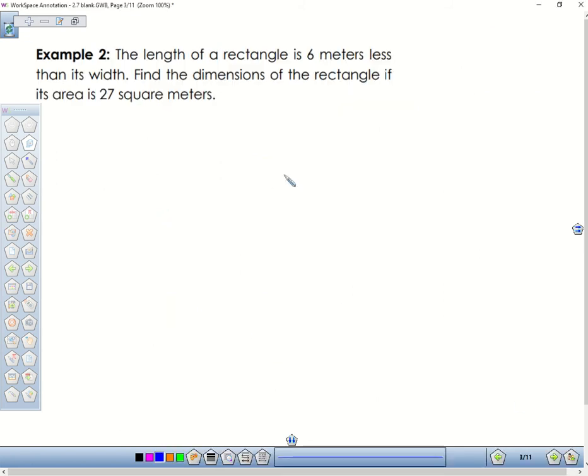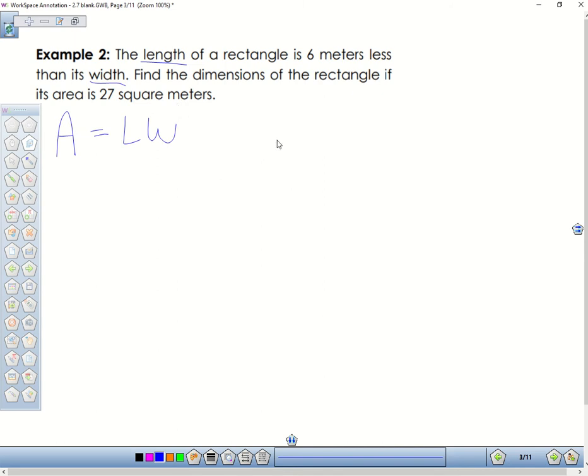So this question says, the length of a rectangle is 6 meters less than its width. Find the dimensions of the rectangle if the area is 27 square meters. So first thing we need to know is, what's the formula for area of a rectangle? Good. Area of a rectangle is base times height, also known as length times width. Either one is fine. I'm going to use length and width here, just because that's the context they use in the question. So I want to keep it consistent so we don't get confused.